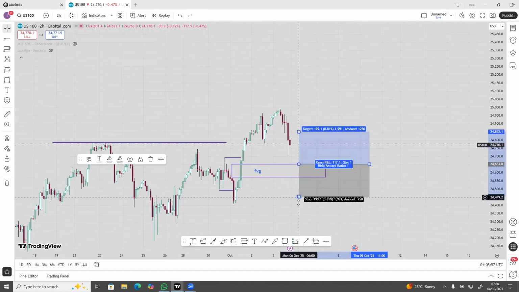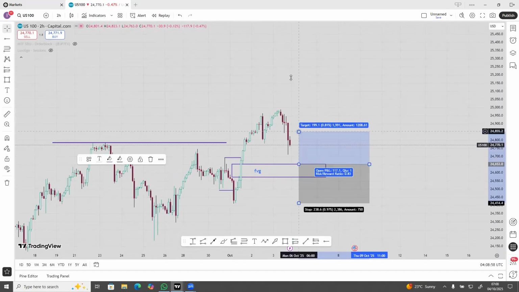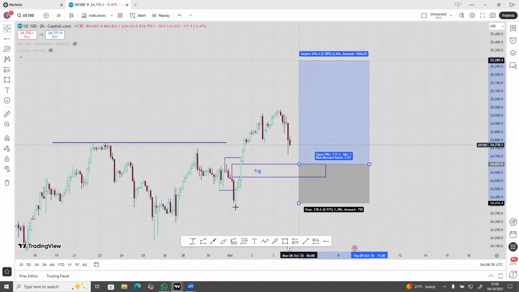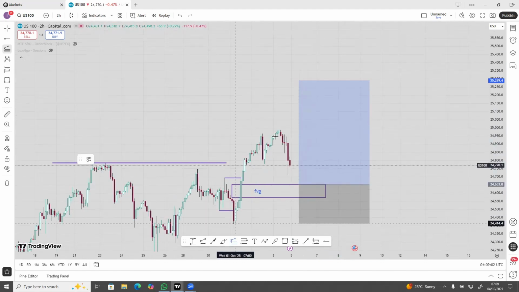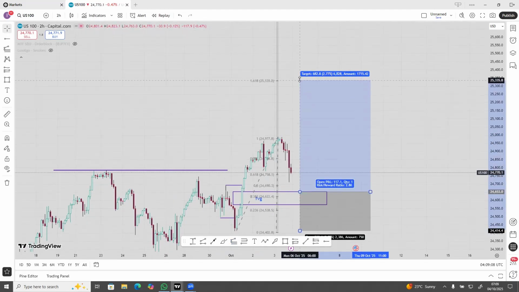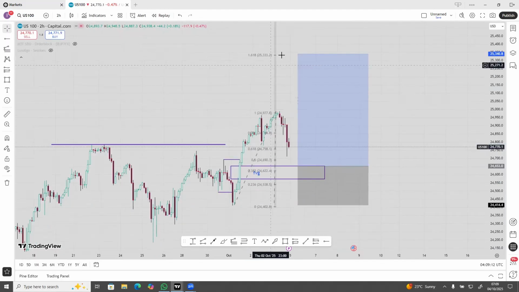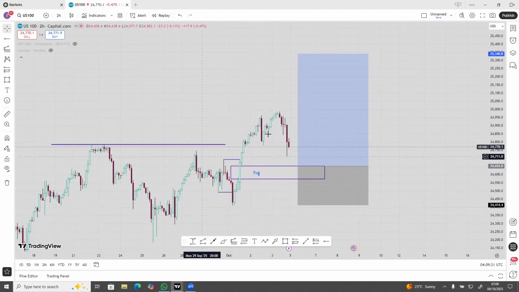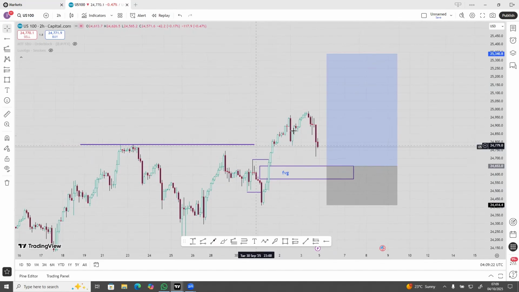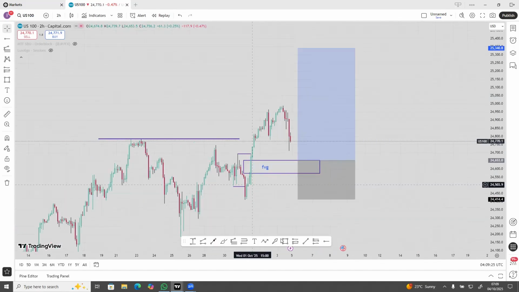So we'll enter here, and then we'll target an extension point, because US 100 didn't have any resistance on previous market structure, so we can use the extension tool to place our take profit. We can target that area. Okay, so this will be the next move on US 100.